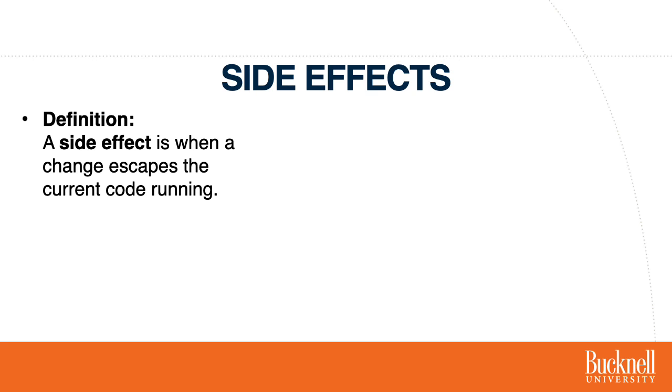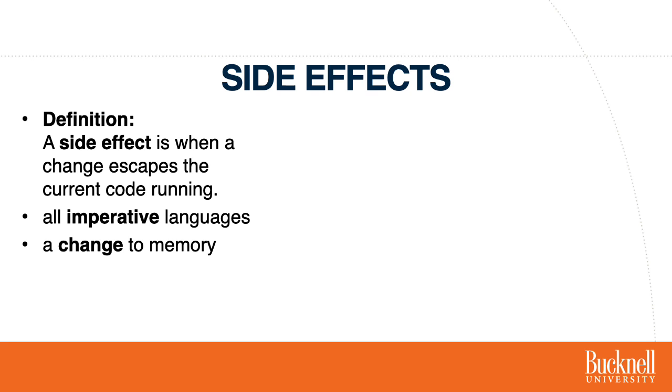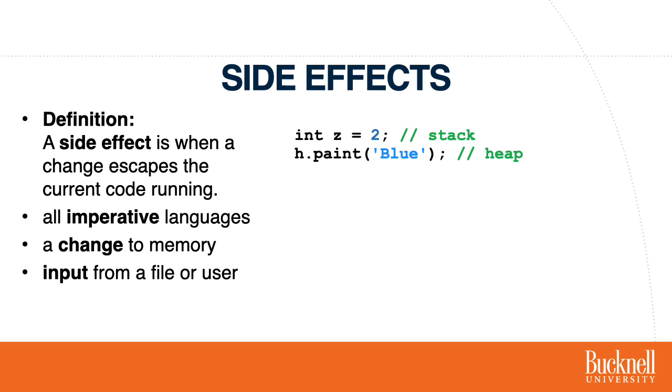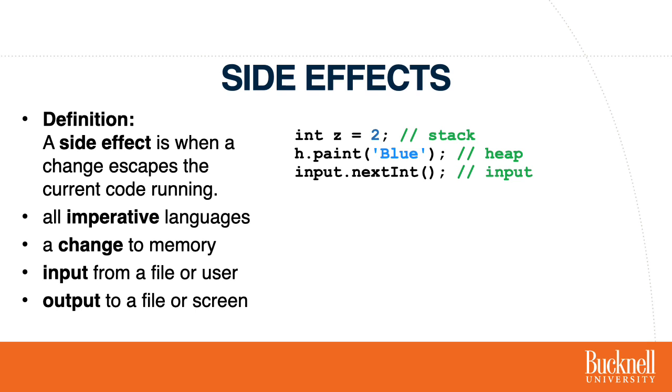You may remember side effects from the memory hazards video. A side effect is when a change escapes the current code running. All imperative languages have side effects. Side effects include a change to memory, such as when a value is assigned to a variable, regardless of whether it's on the stack or the heap. Input from a file or from a user, or output to a file or screen.